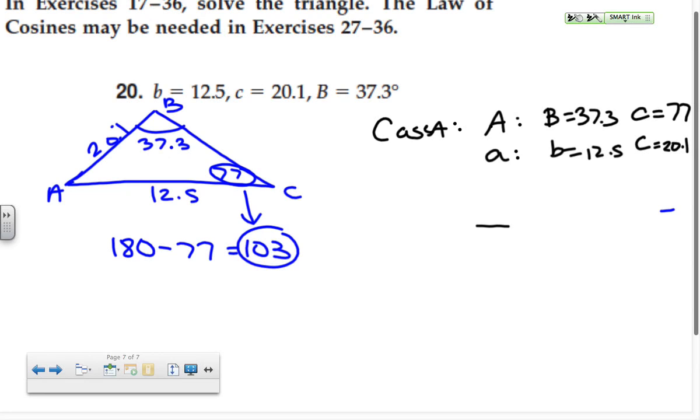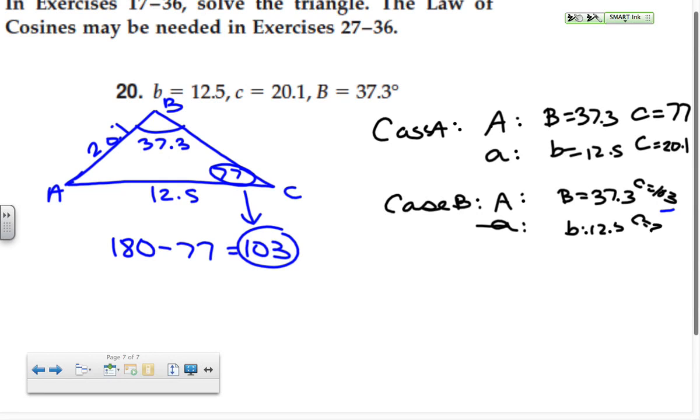Now case B. Again, A and little a. B is 37.3, little b is 12.5. Now C is 103, little c is 20.1. Now, finding the angle is easy: 180 minus those two added together. So in this case, A is 65.7, and in this case, A is 39.7.